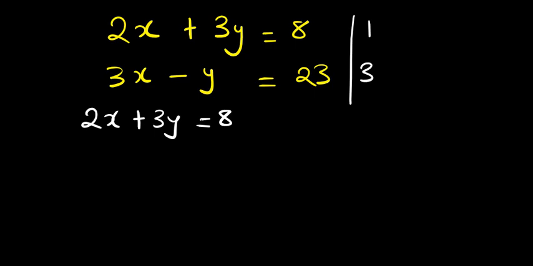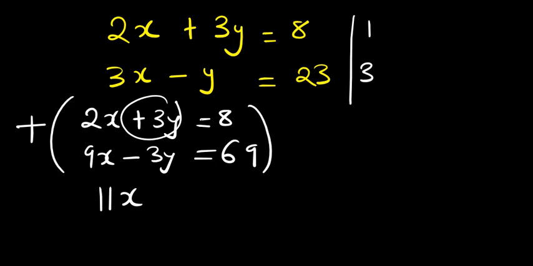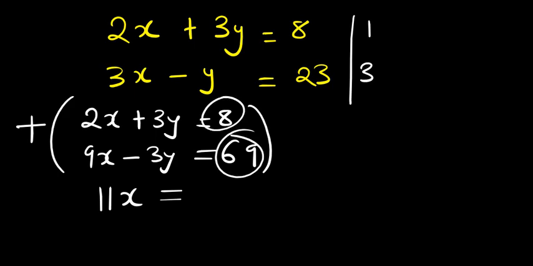When I multiply the 3 with what I have down, I'm going to have 3 multiplied by 3, that is 9x, minus 3y is equals to 23 multiplied by 3, 3 multiplied by 3 is 9, 3 multiplied by 2, that is 6. I'm going to have a 69. Then what I'm now going to do is add 2x plus 9x. That gives me an 11x. Then 3y minus 3y, that will give me a 0. We've eliminated the y, is equals to then 8 plus 69.